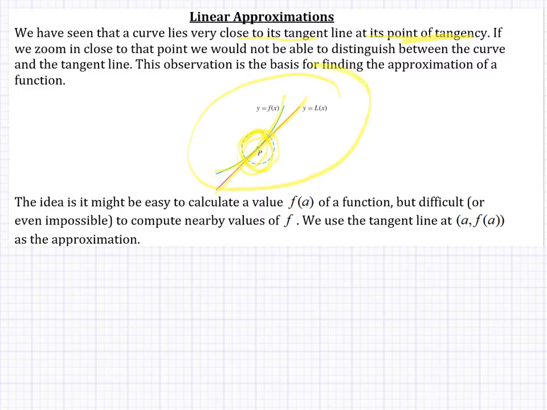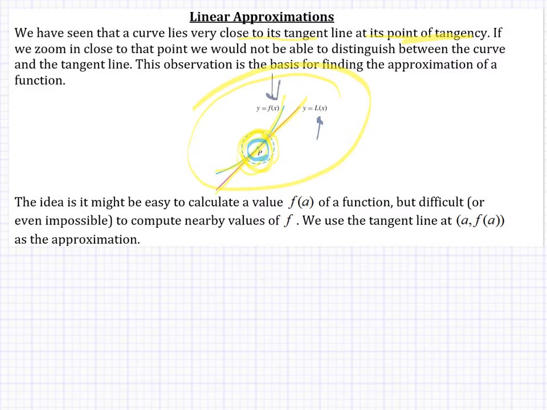Clearly, from this standpoint, you see there's a difference between the curve and the line. But if I looked very close to this point, right around here, I really wouldn't see much difference between the curve and the line. Why? They would have the same x and y values right there. The curve and the line share that common point, so the x value and the y value are the same.